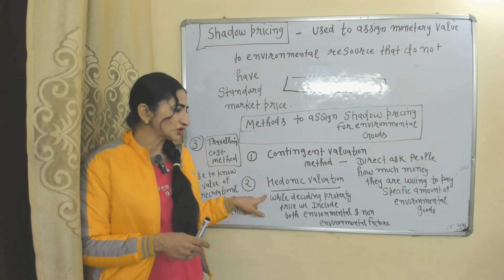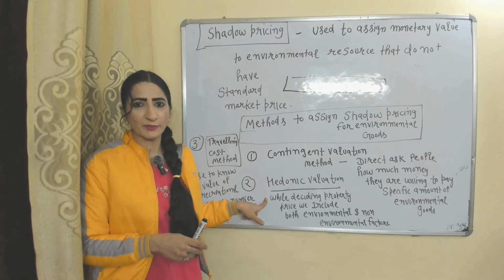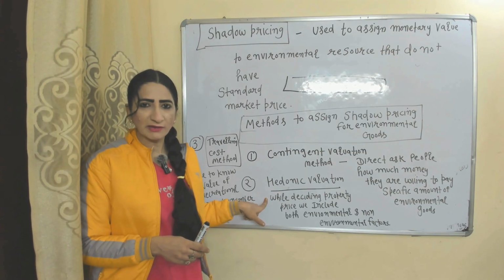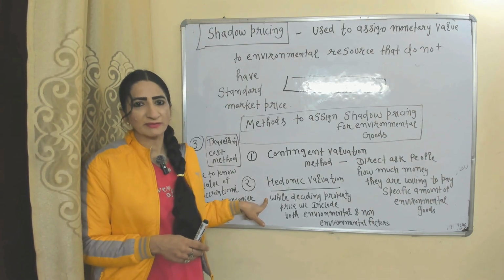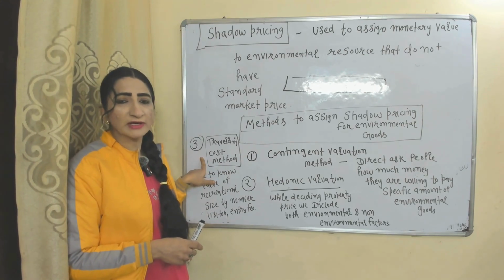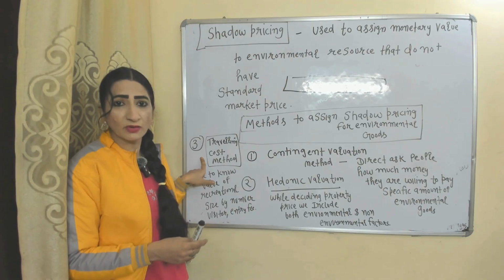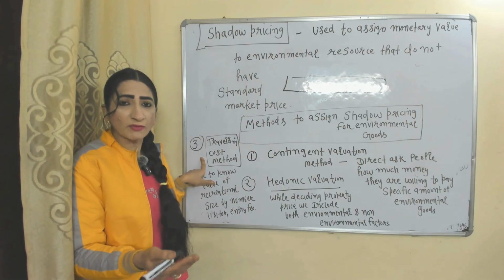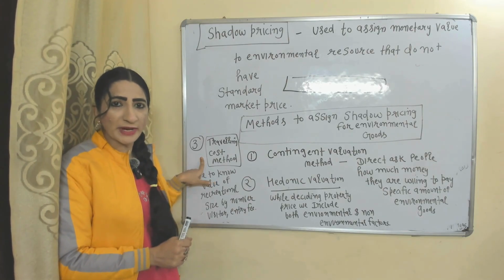Under the hedonic valuation method, while deciding the price of a property, we include both environmental factors as well as non-environmental factors. Under the travel cost method, we want to know the value of a recreational site by knowing the number of visitors and how much entry fee they are willing to pay.